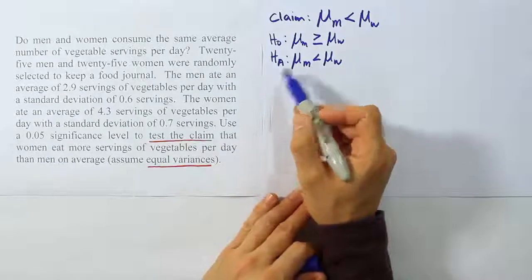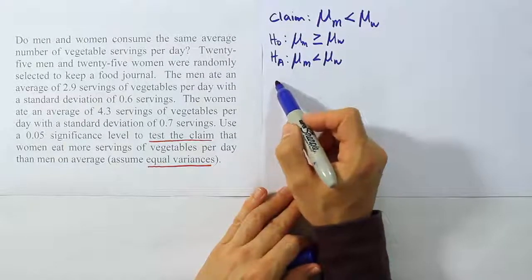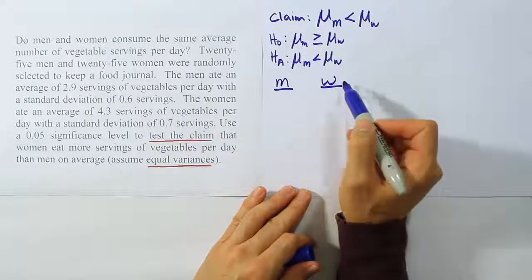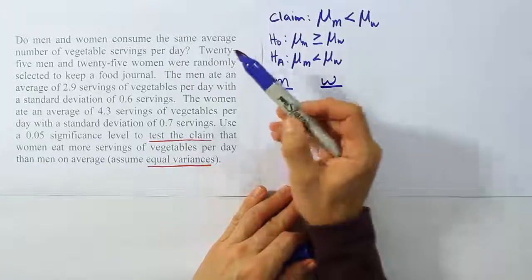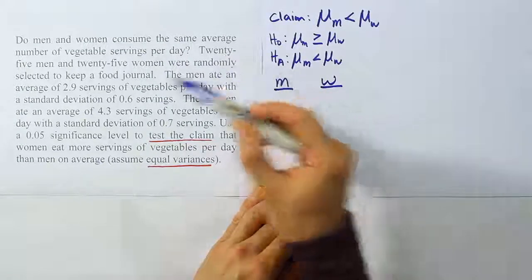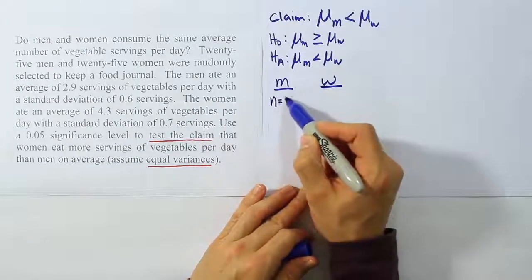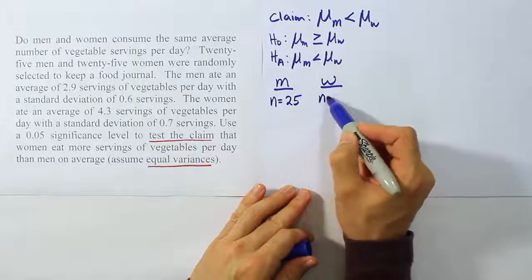All right, now from there, let's collect the data. When we do the data step, we should label the categories. So I'll do men and women, M for men, W for women, obviously. Then we look here, it says 25 men and 25 women. So they're both the same number, so N is 25 for both.